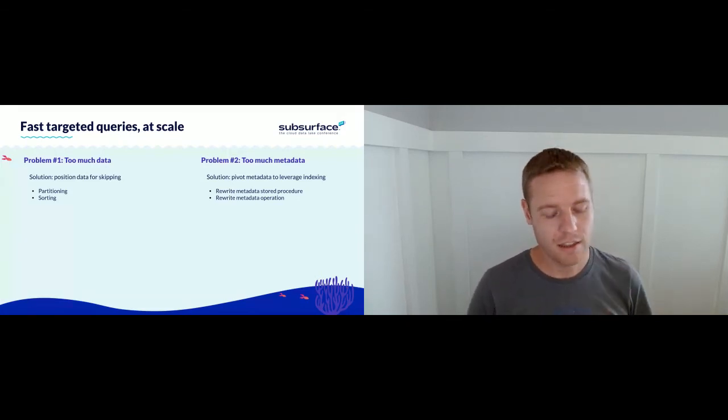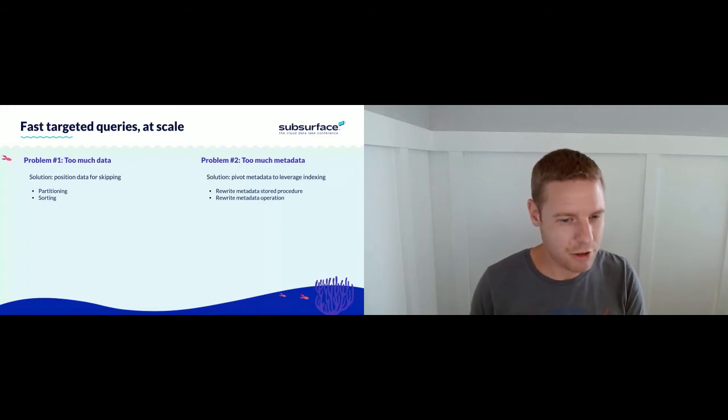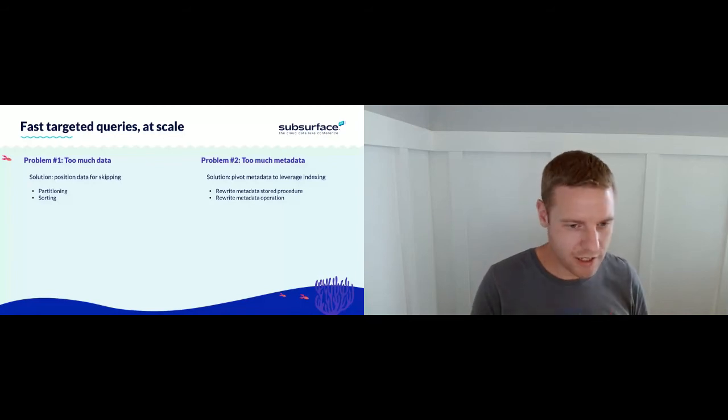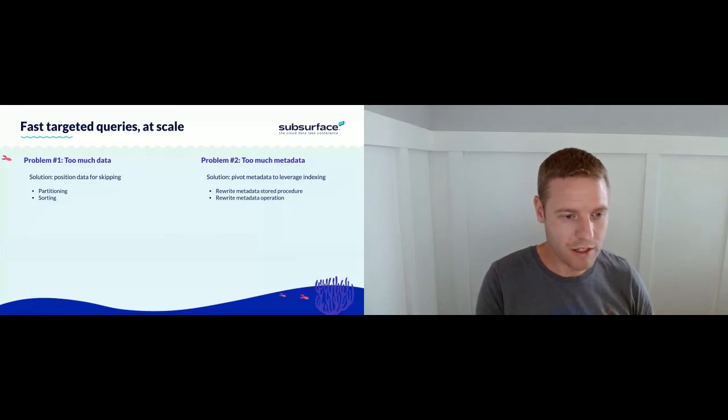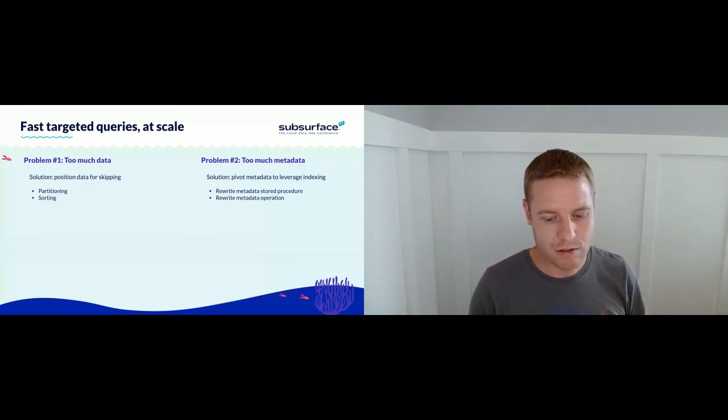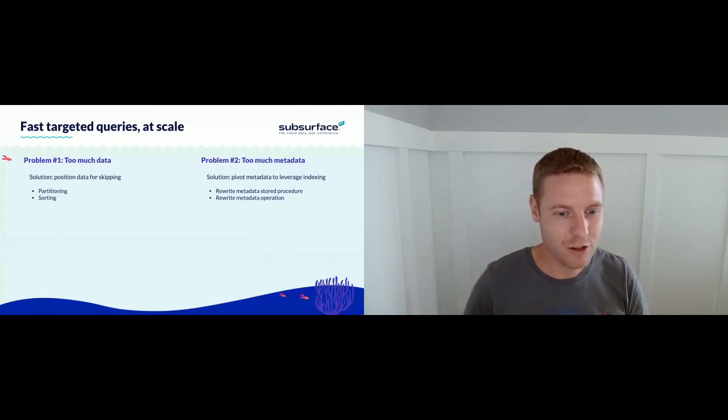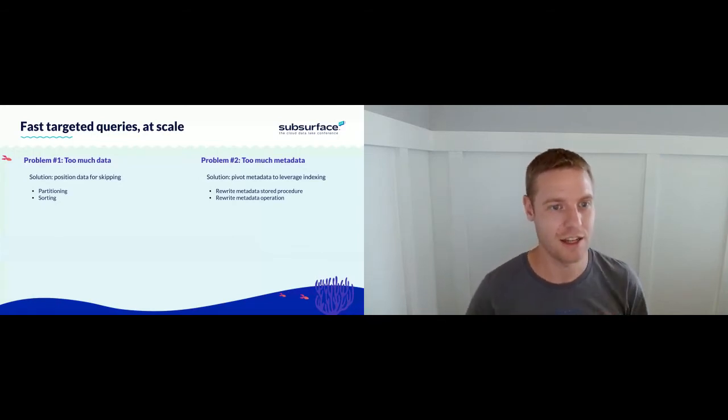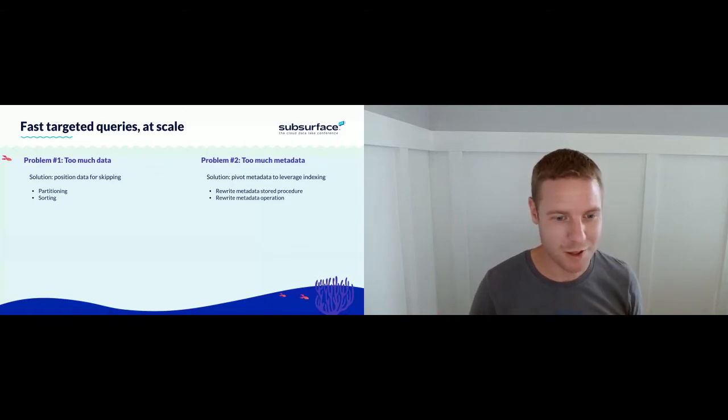So we're going to go into how partitioning and sorting can be used to solve the problem of too much data. Problem number two is where Iceberg really shines, because once we've partitioned and sorted the data, we've clustered it so that what we're looking for is in very small chunks. But then we have to keep track of the metadata so it doesn't take longer than the query itself just to figure out where the data we need lives in the table. So problem number two is that there's just too much metadata if we have a multi-petabyte table with millions of partitions. And we're going to go into how to solve that.